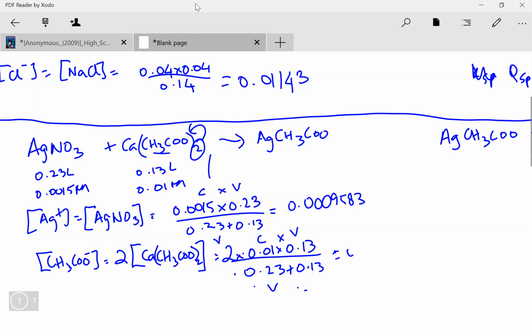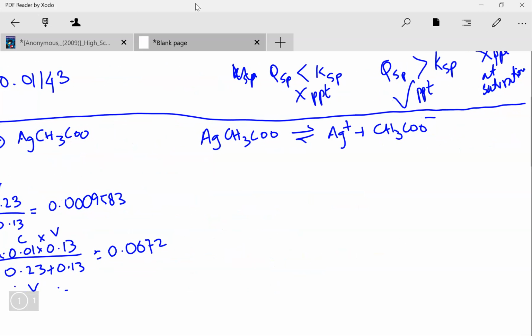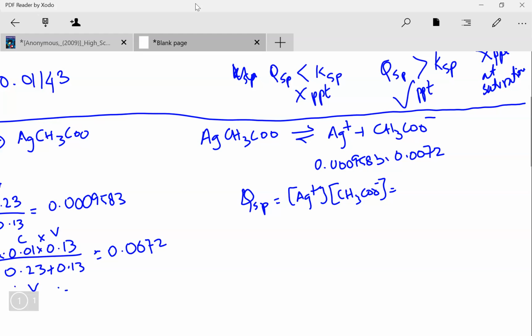That gives me 0.0072. So I'm going to put these values in: 0.009583, 0.0072. My QSP is going to be just the concentration of silver times the concentration of acetate, which just means I'm multiplying these two numbers here. So times 0.000953, which gives me 6.92 times 10 to the power negative 6.